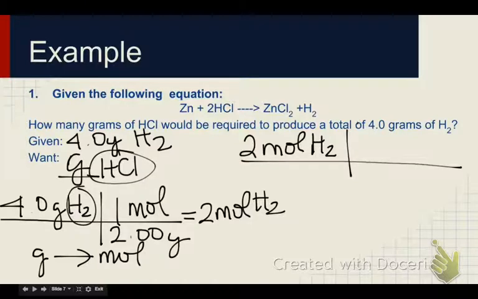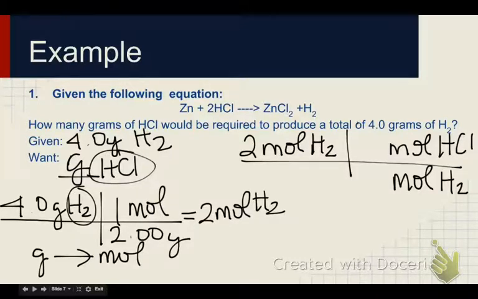And like we said, if we're going to go from mole to mole, we're going to use the mole ratio. Now because I want to figure out moles of HCl, that's going to go on top. The bottom's going to be moles of H2. And based on my what? Coefficient or subscript? Very good, coefficient. I find out that I have a 2-to-1 relationship.